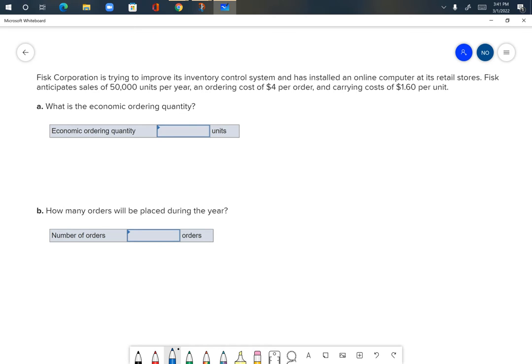at its retail stores. Fisk anticipates sales of 50,000 units per year, and the ordering cost is $4 per order, and the carrying cost is $1.60 per unit. And therefore, part A of the question is how to compute the EOQ. Part B is how to compute the number of orders. Of course, there is part C. Part C is how to compute the average inventory.